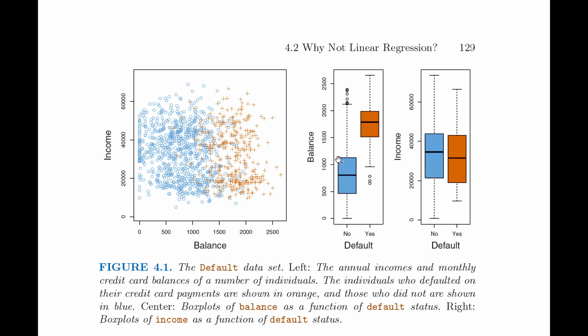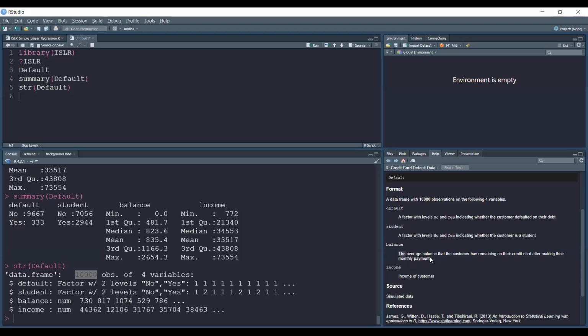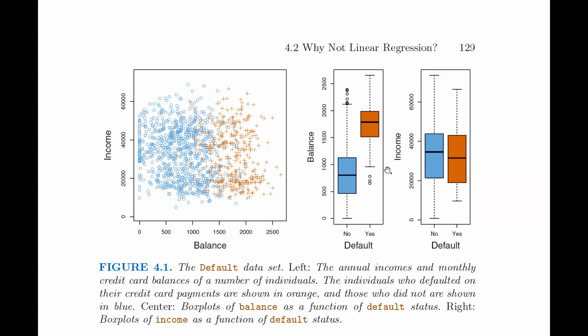Whereas balance, and what is balance over here? This is not your savings. I think this is how much credit card debt. You can see the explanation in this pane over here: the average balance that the customer has remaining on their credit card after making their monthly payment.